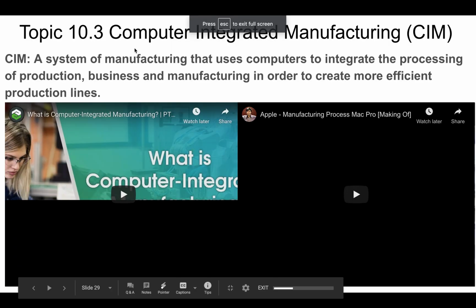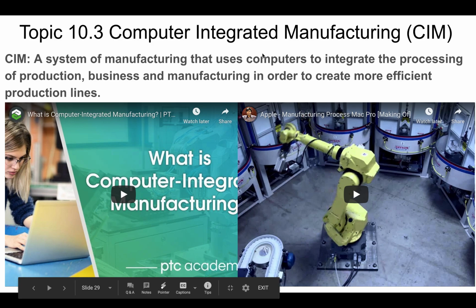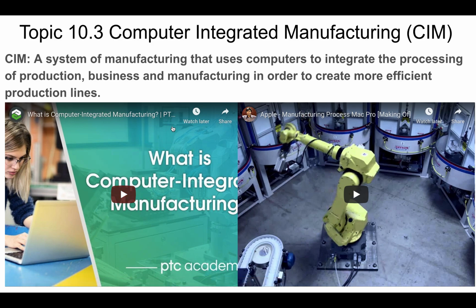Hey guys, today what we're talking about is computer integrated manufacturing. Okay, so this is often, I think, we might call this automation. Basically, this is the definition from the glossary of terms. It is a system of manufacturing that uses computers to integrate the process of production, business, manufacturing in order to create efficient product lines. Right, so you definitely need to know that.